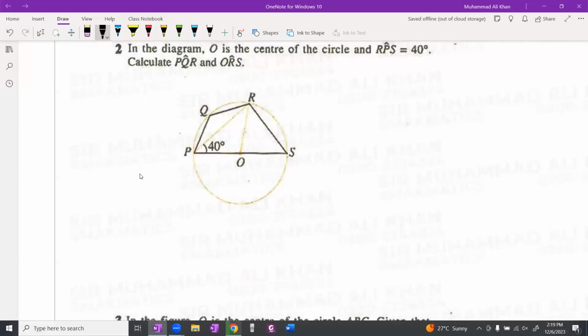Basically, in this worksheet we will mostly see questions about cyclic quadrilaterals. Now, in this question, we have to calculate angle PQR and angle ORS. How to calculate? Let's check. Children, from the center of the circle, OP is a radius, OR is a radius. So this angle is 40. According to this, 40 and 40.